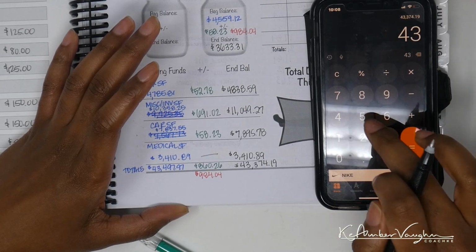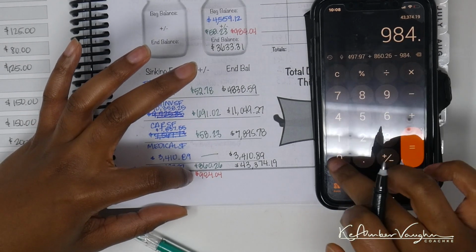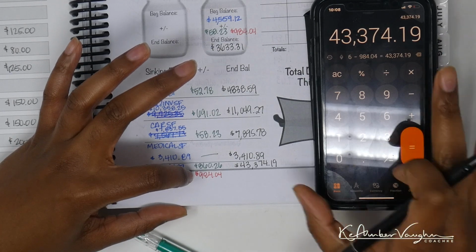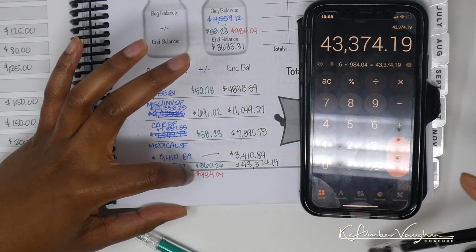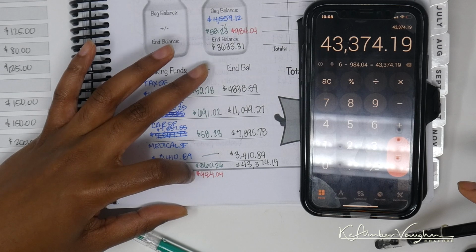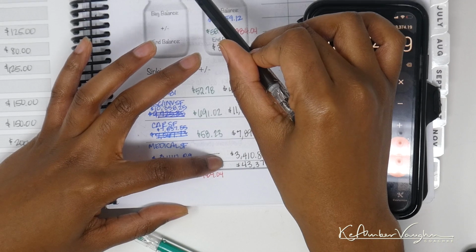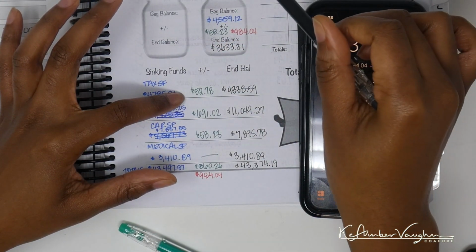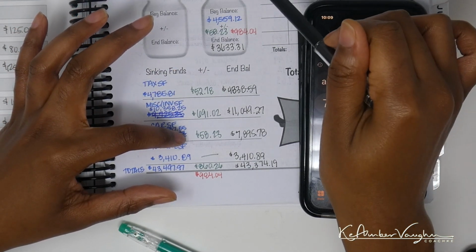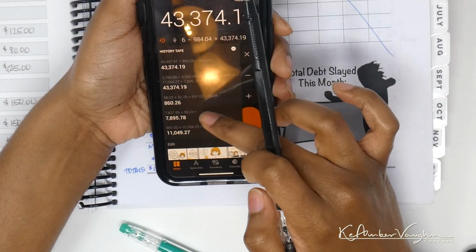I feel like I put something in wrong. 97 plus 860.26 minus 984.04. That's right. I'm just looking at that paper that I have in front of me. Medical, tax, miscellaneous, car, travel. Somehow when I did these calculations earlier, I got a different number.